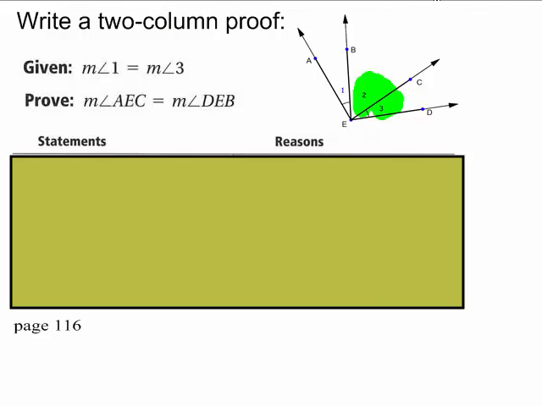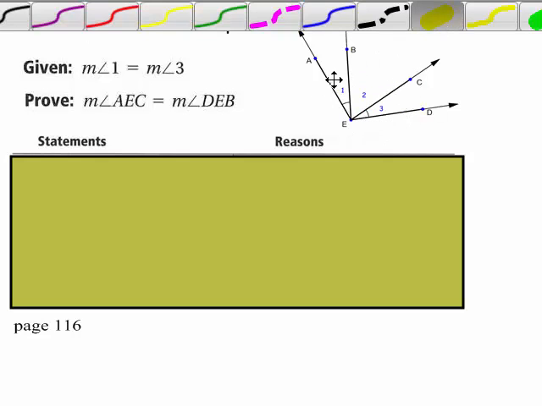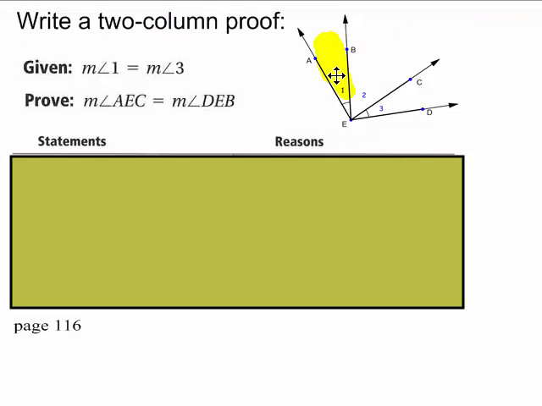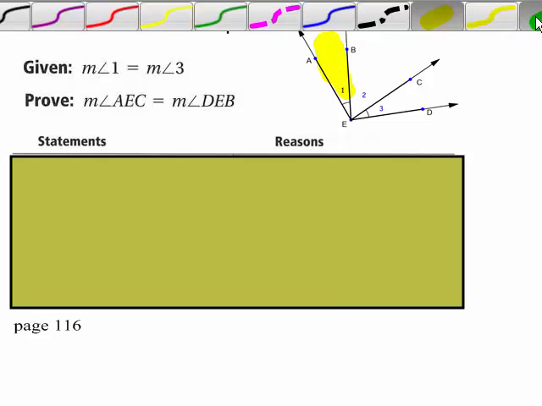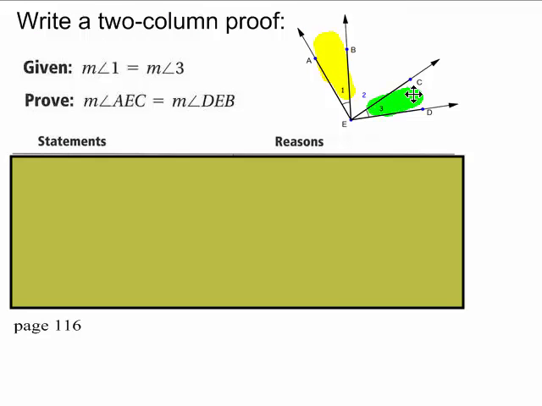So what we're going to do is recognize that this angle here in yellow is equal in measure to this angle over here, and that this angle 2 in the middle is shared between this large angle here and this large angle there. So we're going to say that this plus this measure is equal to that plus that measure.